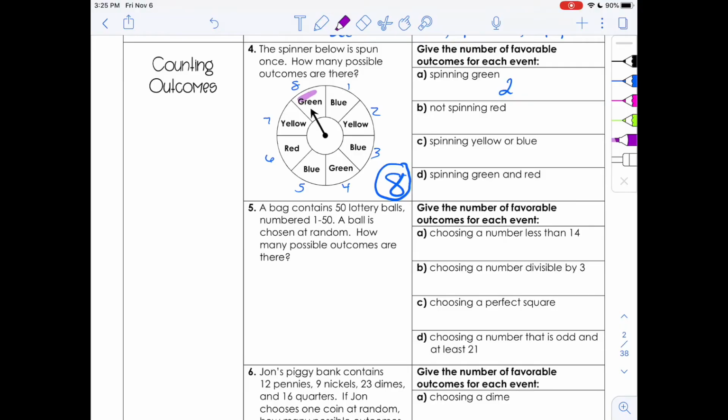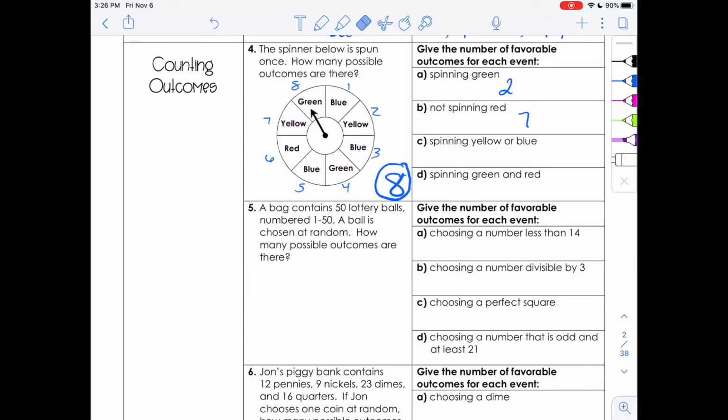So this green is not a red. This blue is not a red. This yellow is not red. This blue is not red. This green is not red. This blue is not red. This next section is red, so we don't want to count it. We want not red. This yellow is not red. So there are 7 sections possible that are not red.